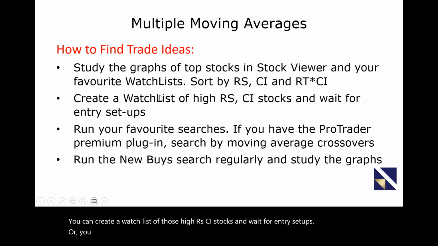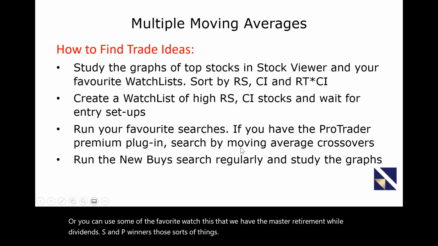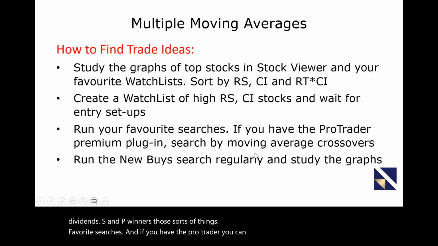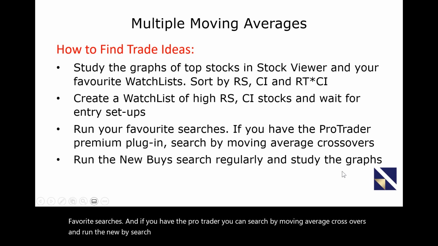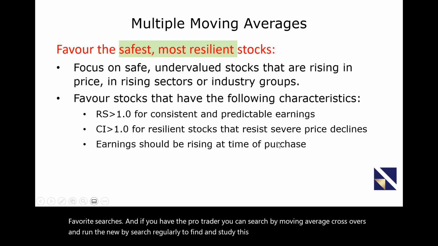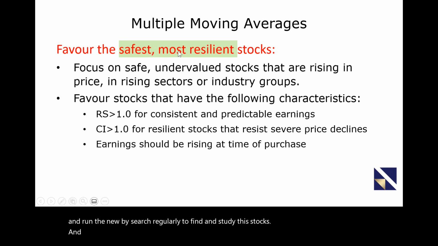Or you can use some of the favorite watch lists that we have: the Master Retirement, Wow dividends, S&P winners, those sorts of things. Run your favorite searches, and if you have the Pro Trader, you can search by moving average crossovers and run the new buys search regularly to find and study the stocks. And then favor the safest, most resilient stocks. So again, look for RS above 1, CI above 1, and earnings rising all the way to the right edge.